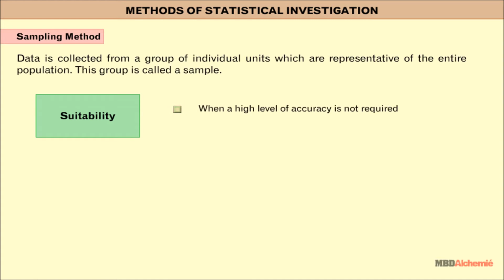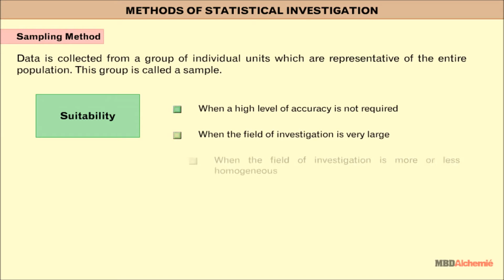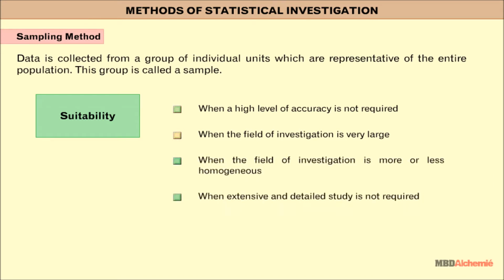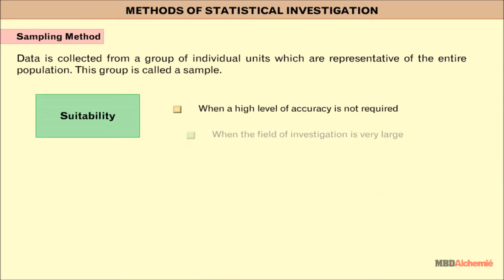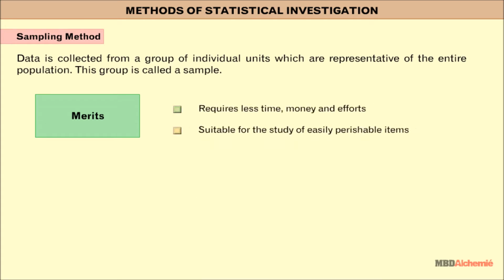Suitability. When a high level of accuracy is not required. When the field of investigation is very large. When the field of investigation is more or less homogeneous. When extensive and detailed study is not required. Merits. Requires less time, money, and efforts. Suitable for the study of easily perishable items. Allows intensive research. Method is elastic in nature.